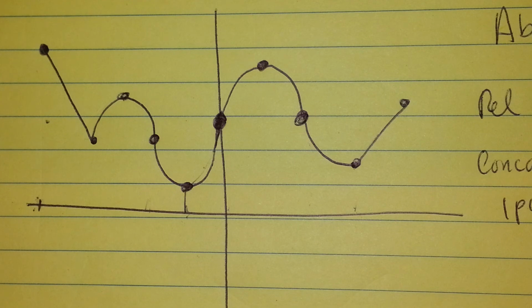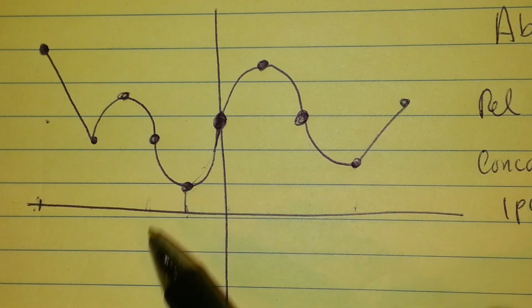All right. So we talked about absolute max, absolute min, relative max, relative min. The difference in relative and absolute is that for relative, you have to have the change in slope.